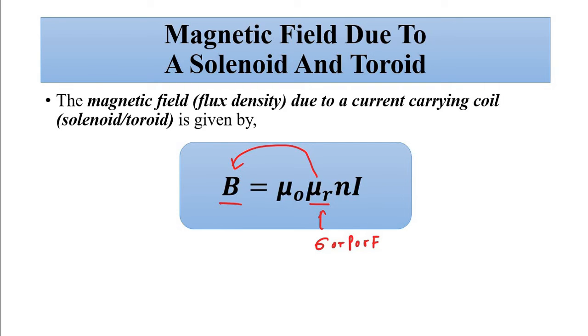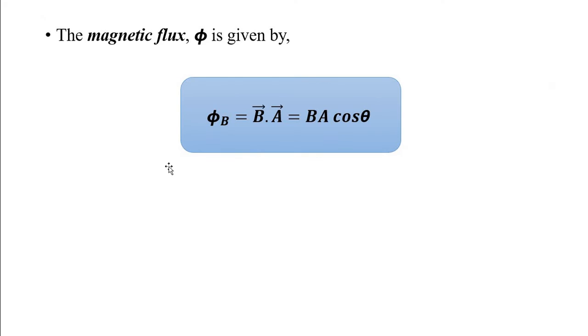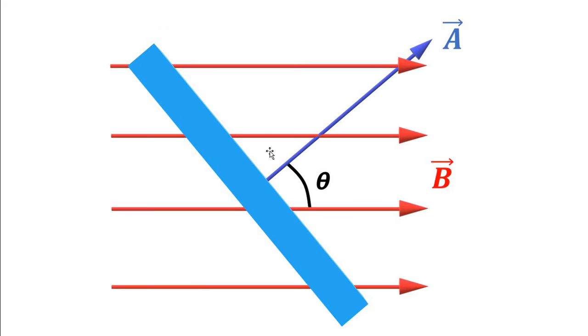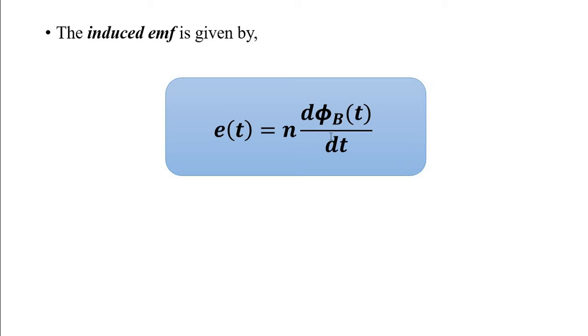The change in magnetic flux density causes a change in magnetic flux as per this relationship, because we know it is the dot product of the magnetic field vector and the area vector. Then as a result of that, as per Faraday's law of electromagnetic induction, an EMF is induced, which is given by this relationship.